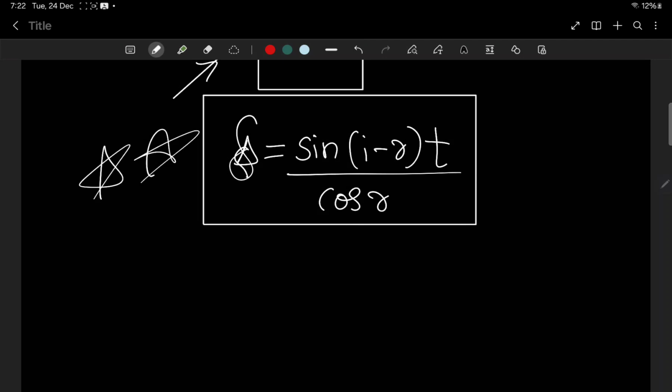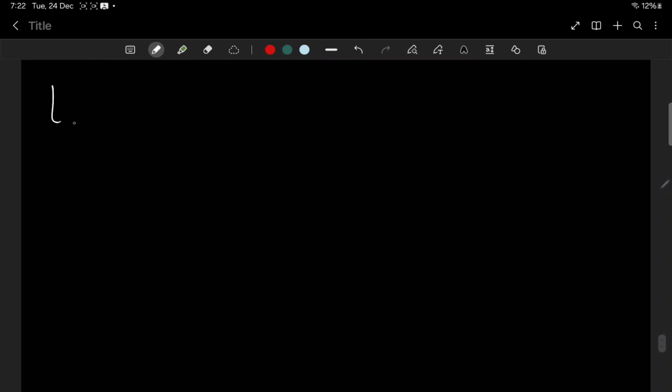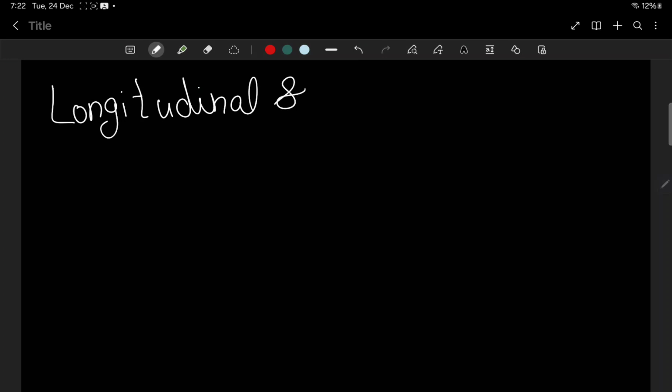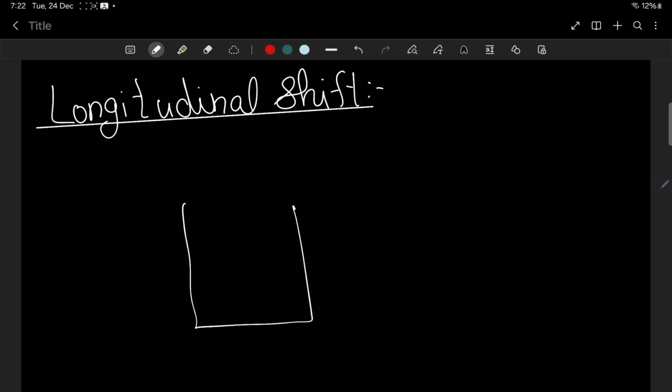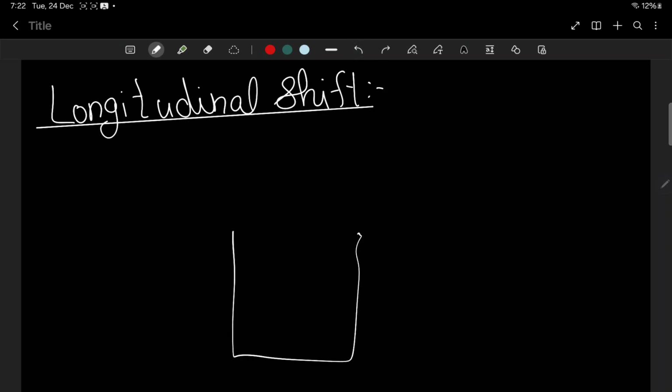Now we'll be having longitudinal shift. It's an important topic. Longitudinal shift. You know the bird water problem, and you have heard a lot about the bird water problem, bird coin problem, bird fish problem, etc. from ray optics. This all depends on this shift.